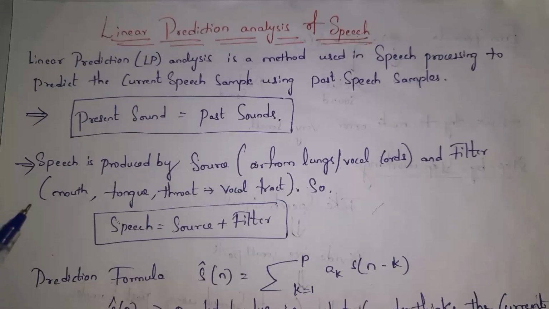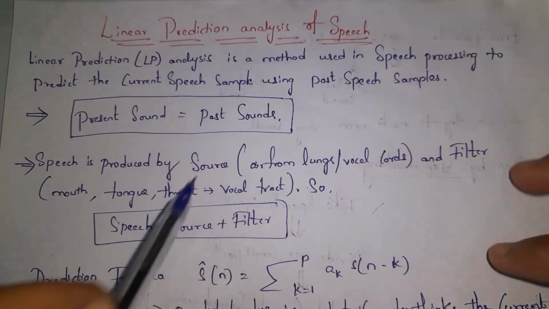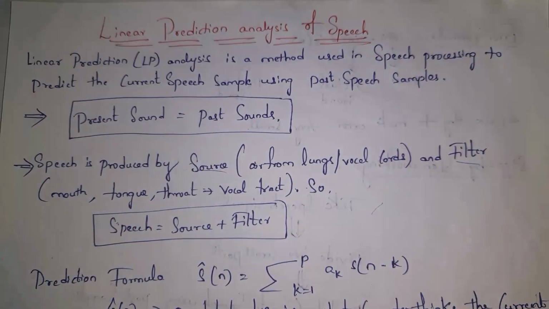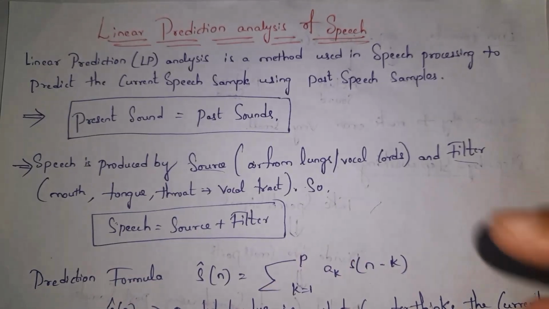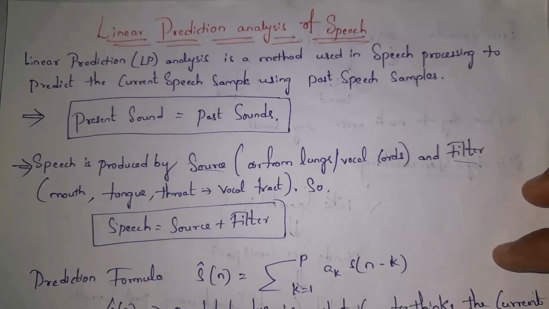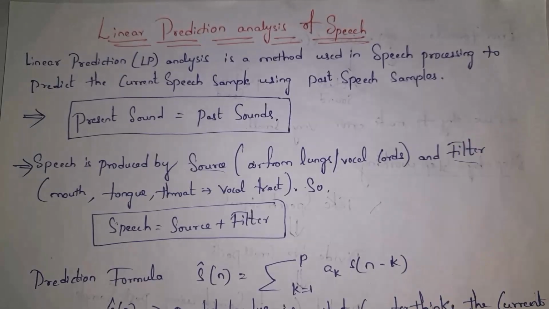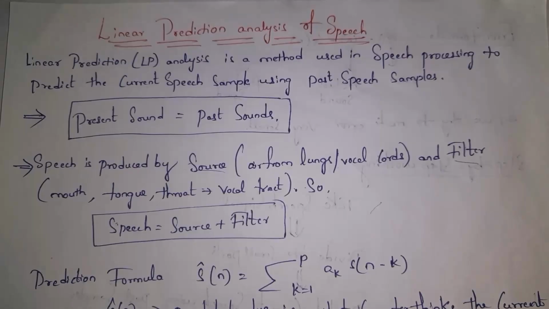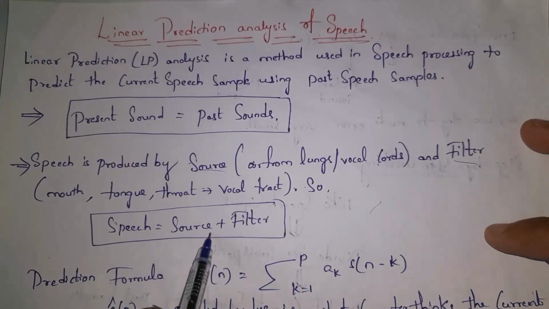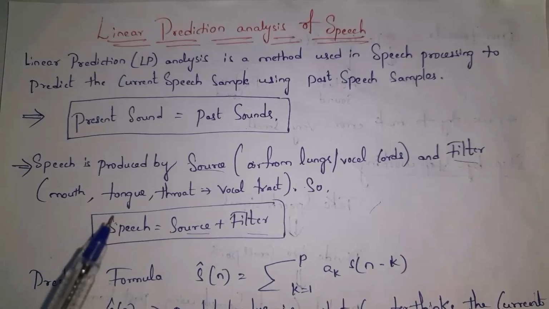Whatever sound we speak, that is a combination of two things. One is source and the next one is filter. When we speak, at first, air is produced from lungs and vocal cords. So, air produced from lungs and vocal cords, we call it source. After air passes through vocal cords, our mouth, tongue and throat will shape our sound. As they shape our sound, we call mouth, tongue and throat the filter. So, whatever we speak, it is a combination of source and filter. And this linear prediction analysis can automatically predict our speech.